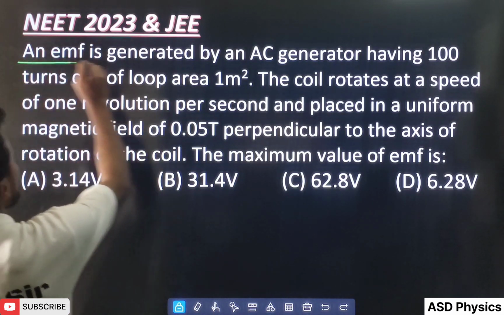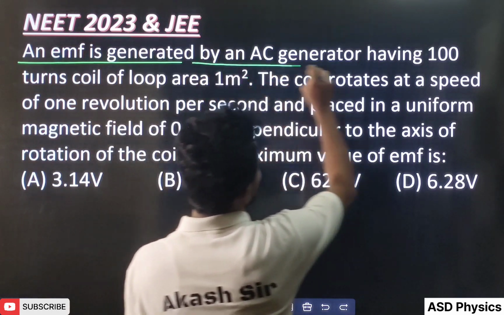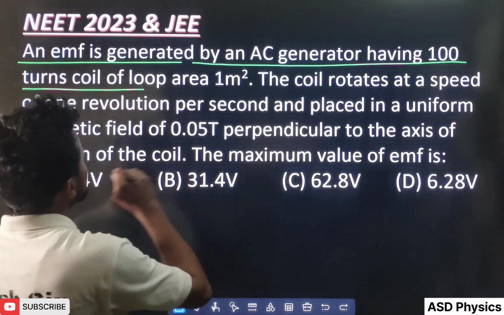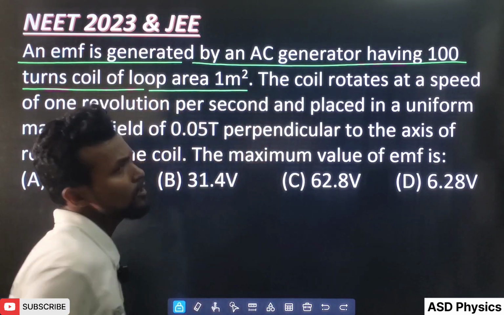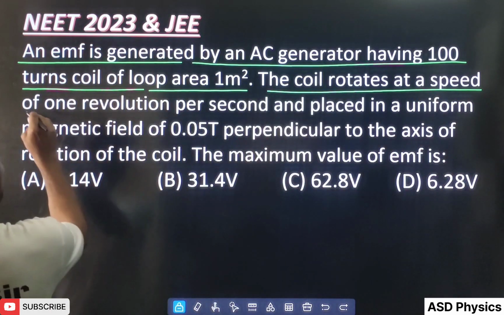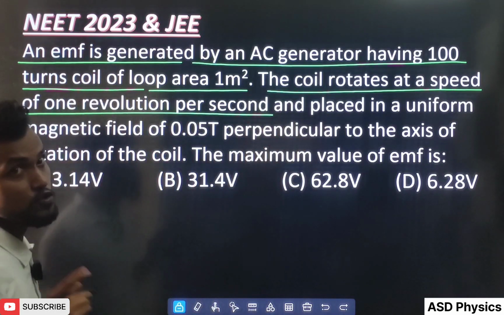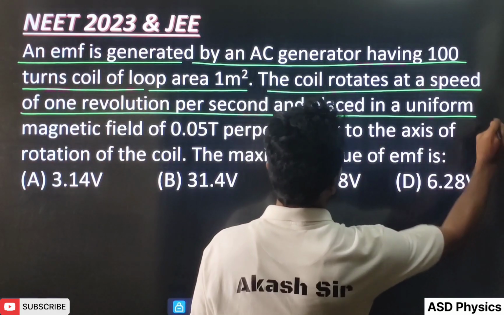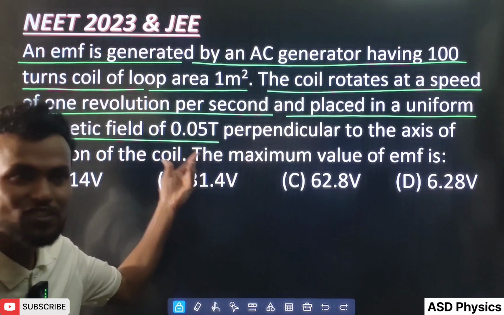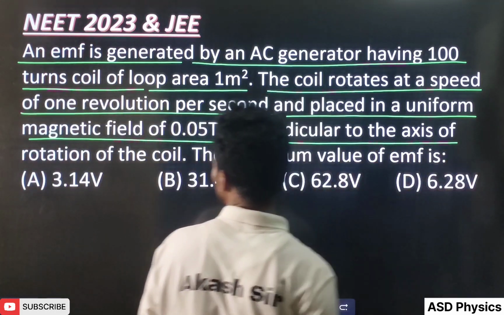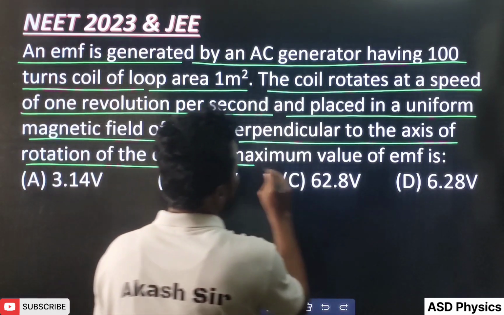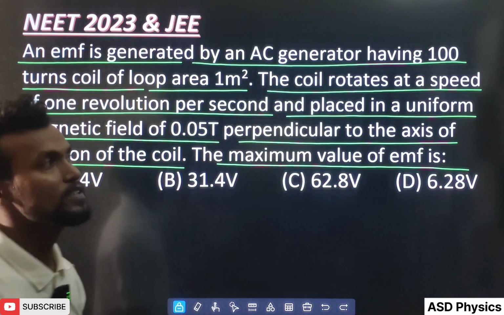The question is: an EMF is generated by an AC generator having a coil of 100 turns and a loop area of 1 meter square. The coil rotates at a speed of 1 revolution per second and is placed in a uniform magnetic field of 0.05 Tesla, perpendicular to the axis of rotation of the coil. The maximum value of EMF is how much here?